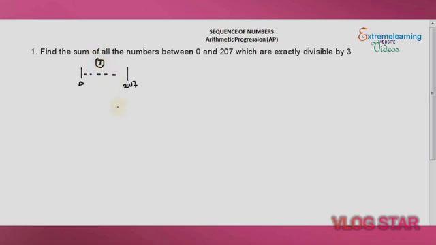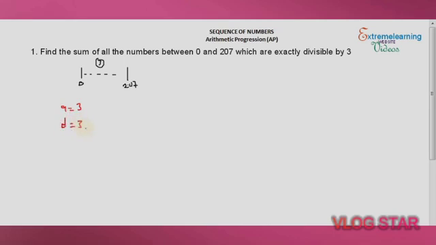There are some easy tricks to this kind of question. Once you are given numbers that are exactly divisible by 3, the first term should be 3. After 3 the next number should be 6, followed by 9, which are numbers divisible by 3. So another trick is that your common difference should also be 3.